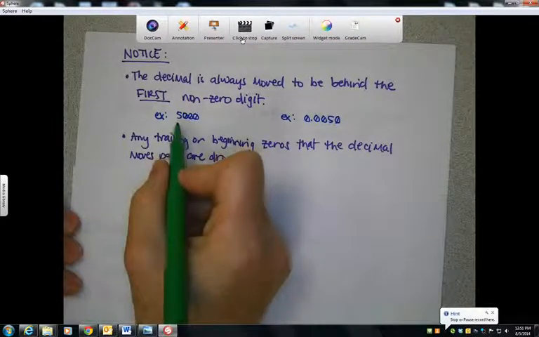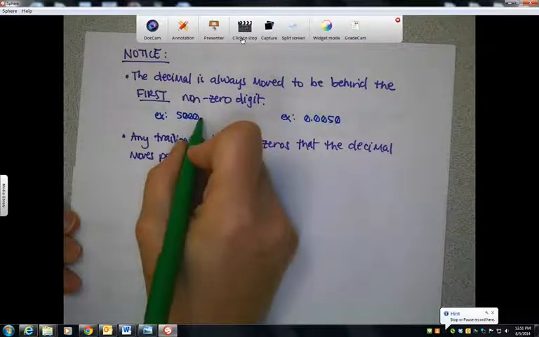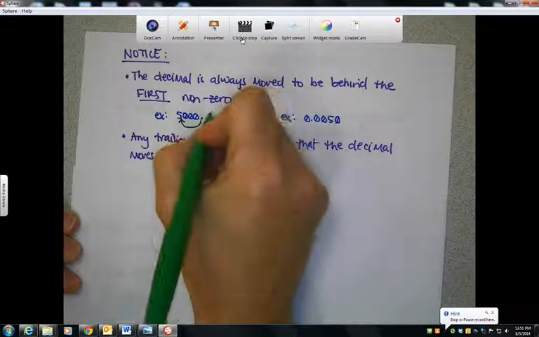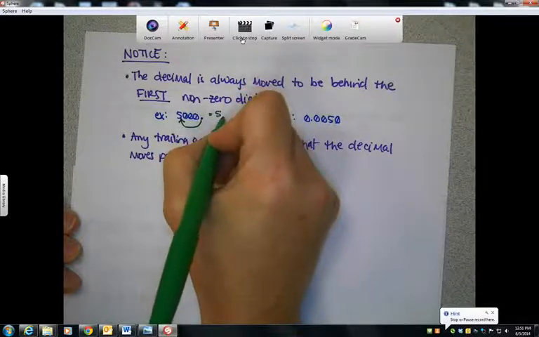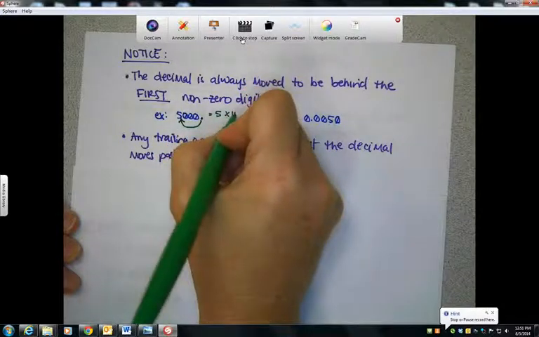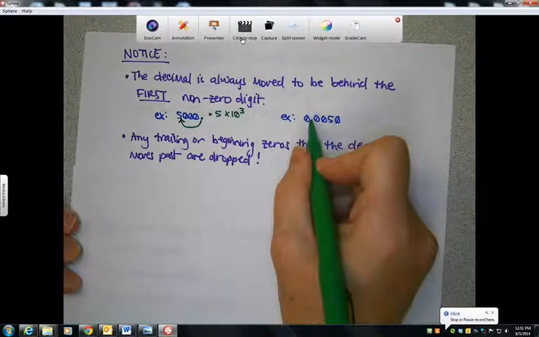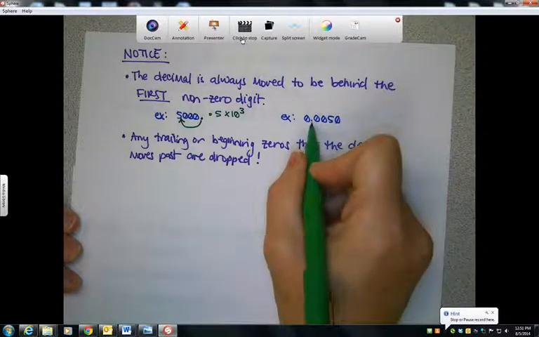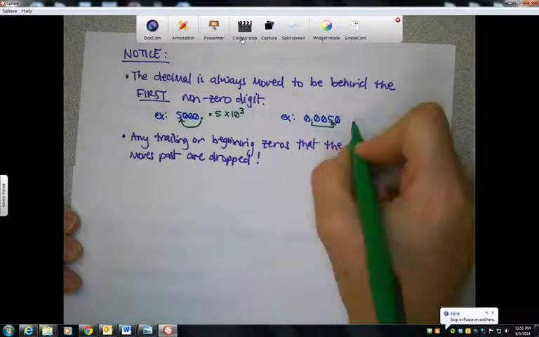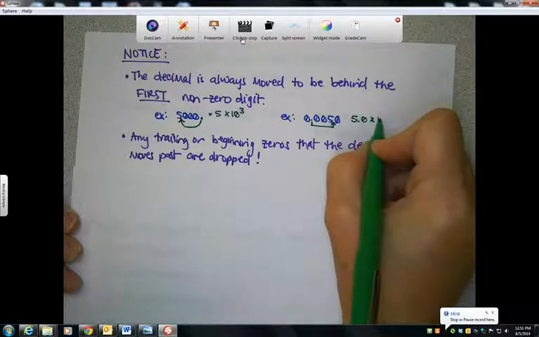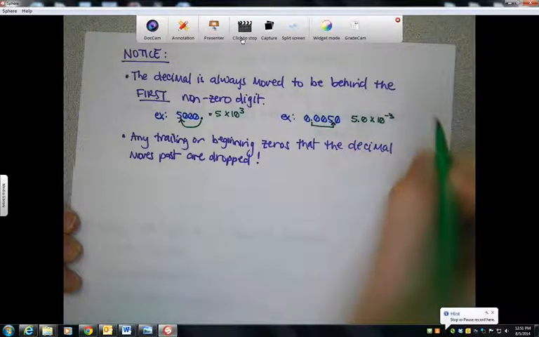So this number right here, we assume there's a decimal here, so we're going to move the decimal to there, and that becomes 5 times 10 to the third. And in this number, we're going to move the decimal from here to here, and that becomes 5.0 times 10 to the negative third.